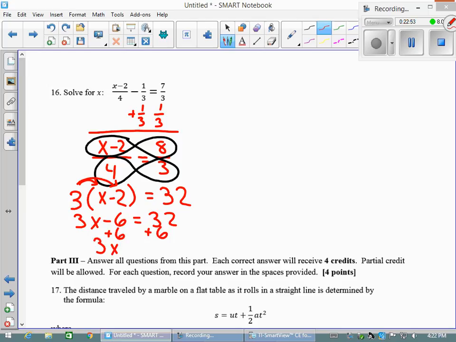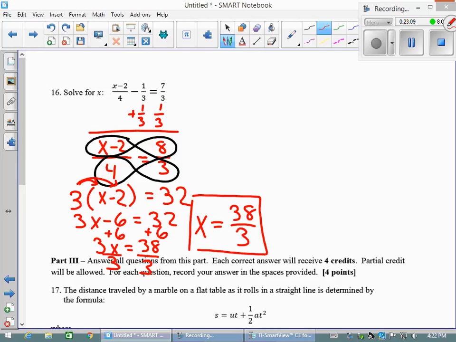And when you write your value of x, you could just leave it as this fraction, 38 over 3. And that is your solution of x. Now, there's another way you could do this question, which I'm going to do now over here. You could have done the LCD method.